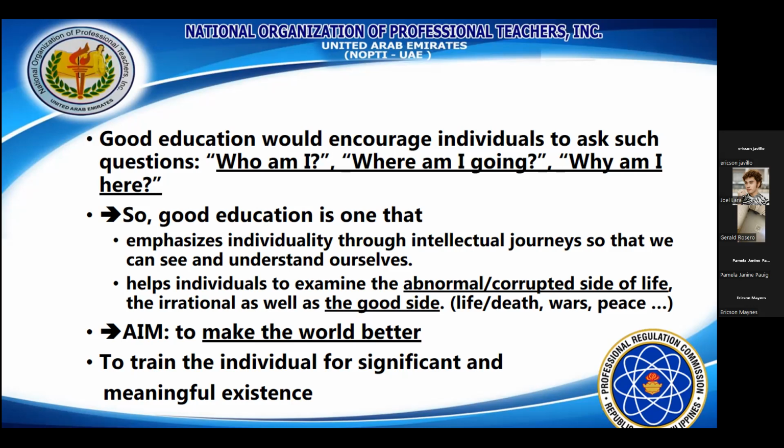So ganun yun. Okay? So the aim is to make the world better, to train the individual for significant and meaningful existence. So I repeat, meaningful existence precedes essence. Okay? So, nasa tao, nasa atin, yung if we want a meaningful existence, so if we are the teachers, we should train the learners for this particular battle.